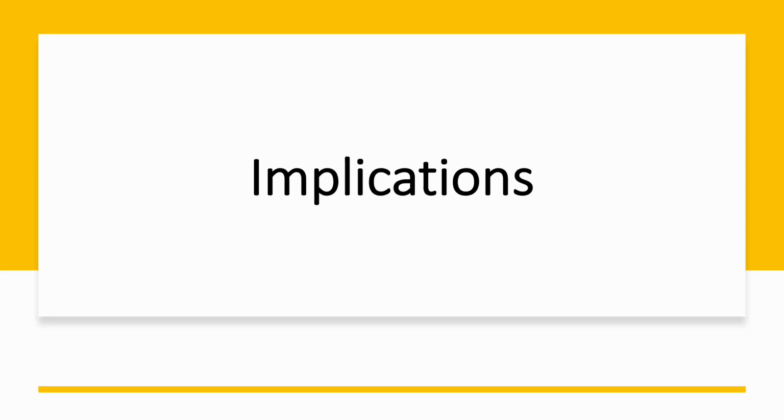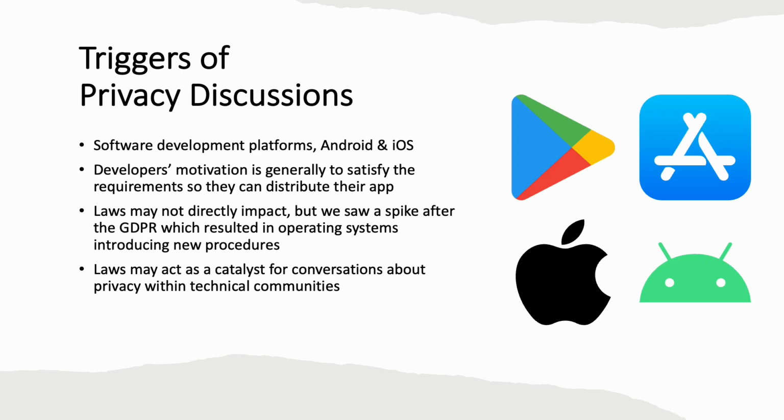I'm going to talk about some of the implications of our study. Mainly, we find that the triggers of privacy discussions are usually software development platforms, specifically Android and iOS. This includes problems with health data as well. We observe that developers mostly want to satisfy OS requirements that are established by the app stores to make sure that they can distribute their apps.